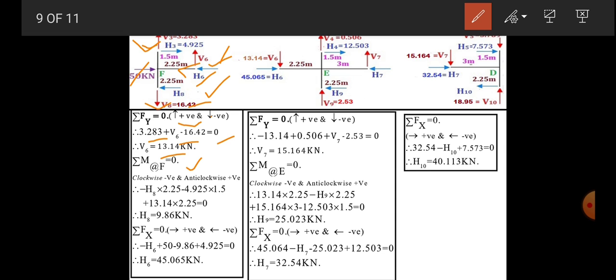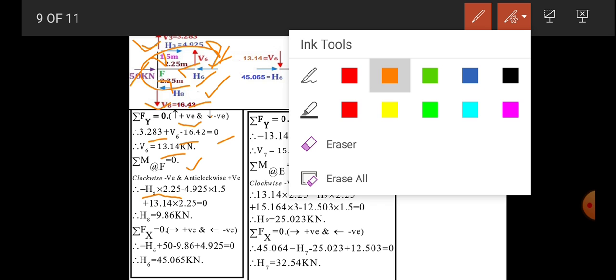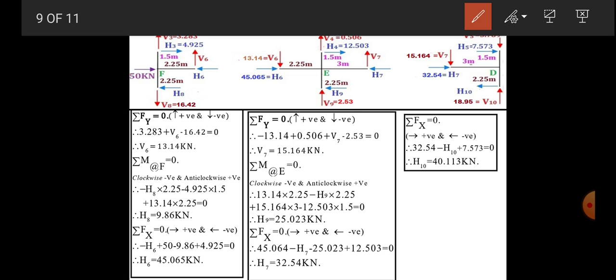The forces which are perpendicular to the member, only those we have to consider. So H8 will rotate in a clockwise sense. So minus H8 into lever arm 2.25. Now next is H3, which rotates in a clockwise sense. So minus 4.925 into 1.5, and then V6 will rotate in an anti-clockwise sense. So plus V6 into 2.25, V6 is 13.40. So putting it equal to 0, we will get H8 as 9.86 kilonewton.